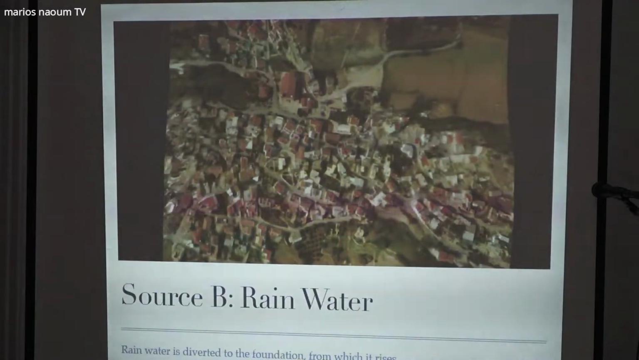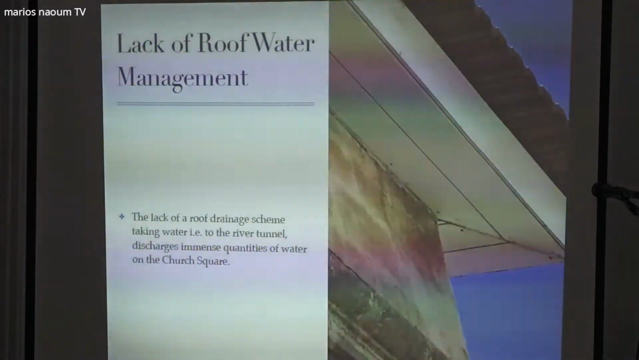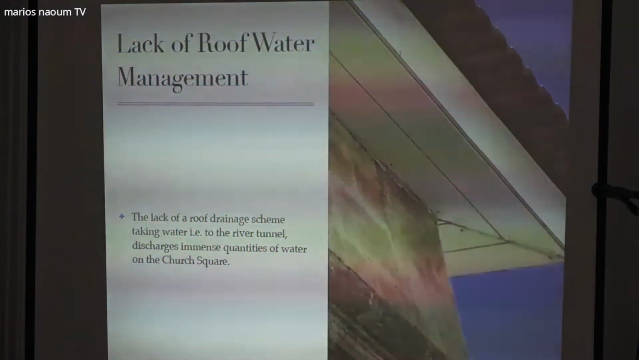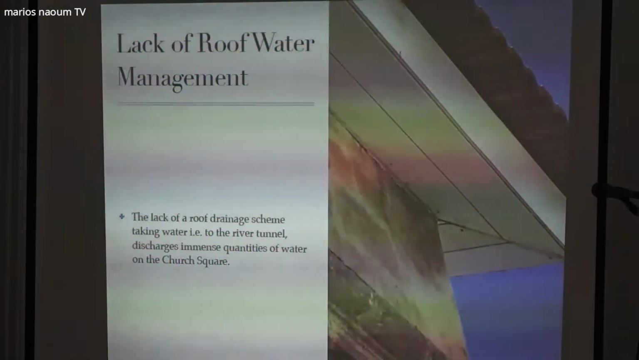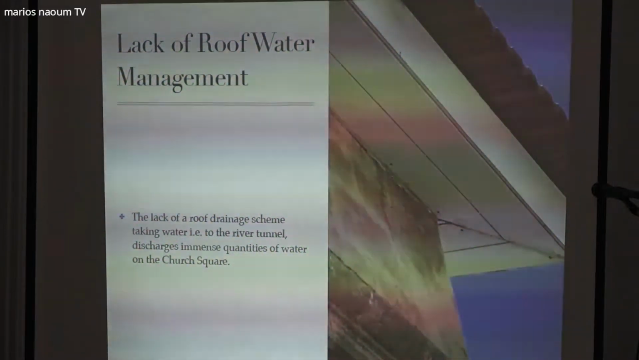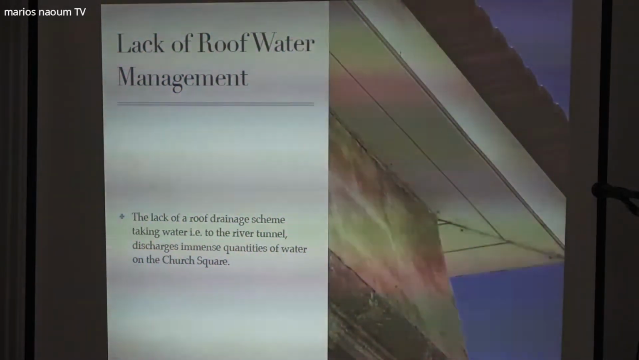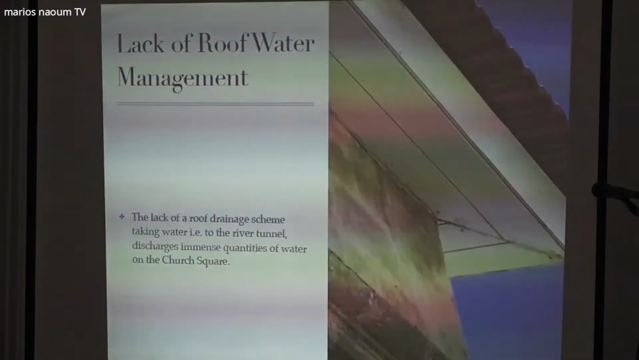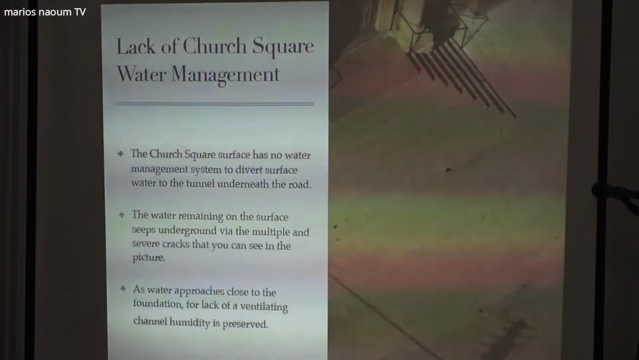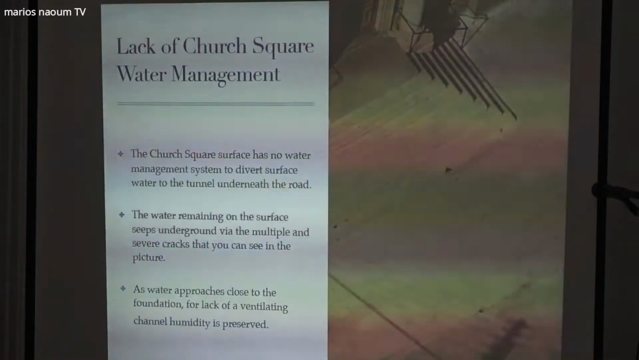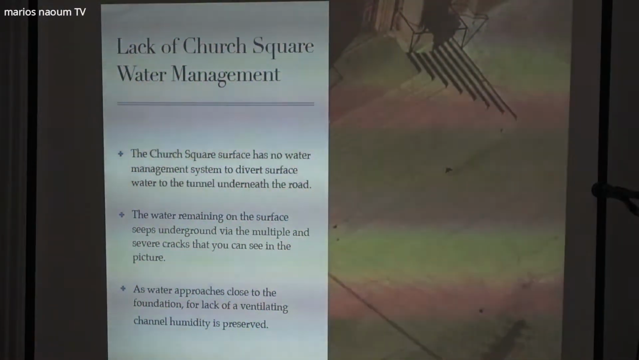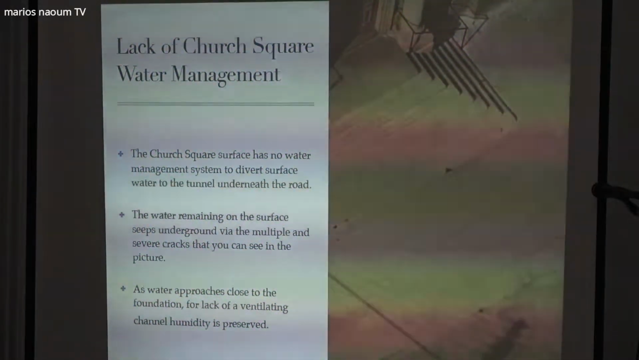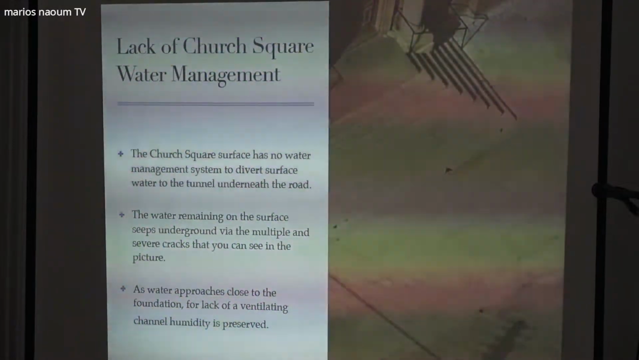The other source is rainwater, and the lack of a roof drainage scheme, which could have had pipes coming down and then underground going into the tunnel, which is the ancient riverbed. This system does not exist. The church square surface has no water management system, so the water enters the concrete, it approaches the foundations, the external walls, and then begins to rise.